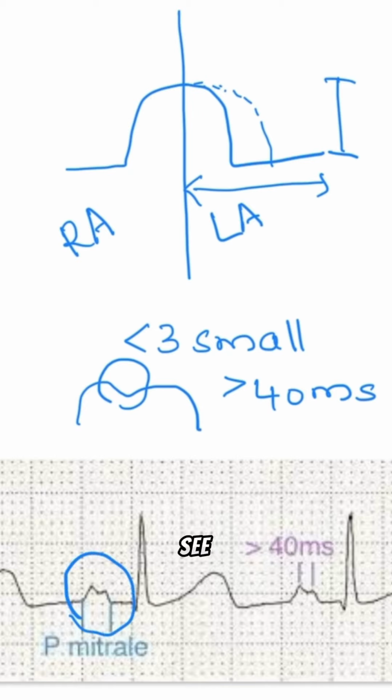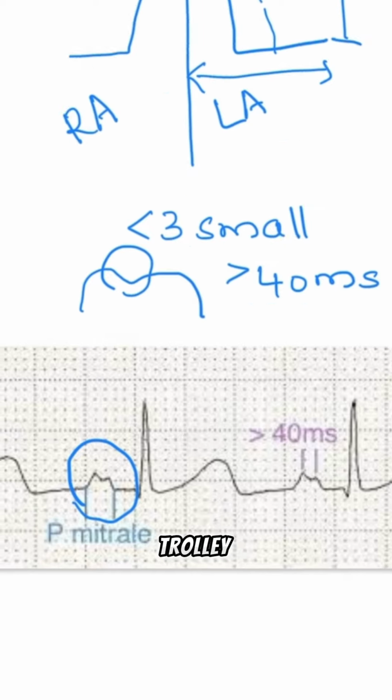Here you can see the P mitrale. This kind of wave is known as the P mitrale.